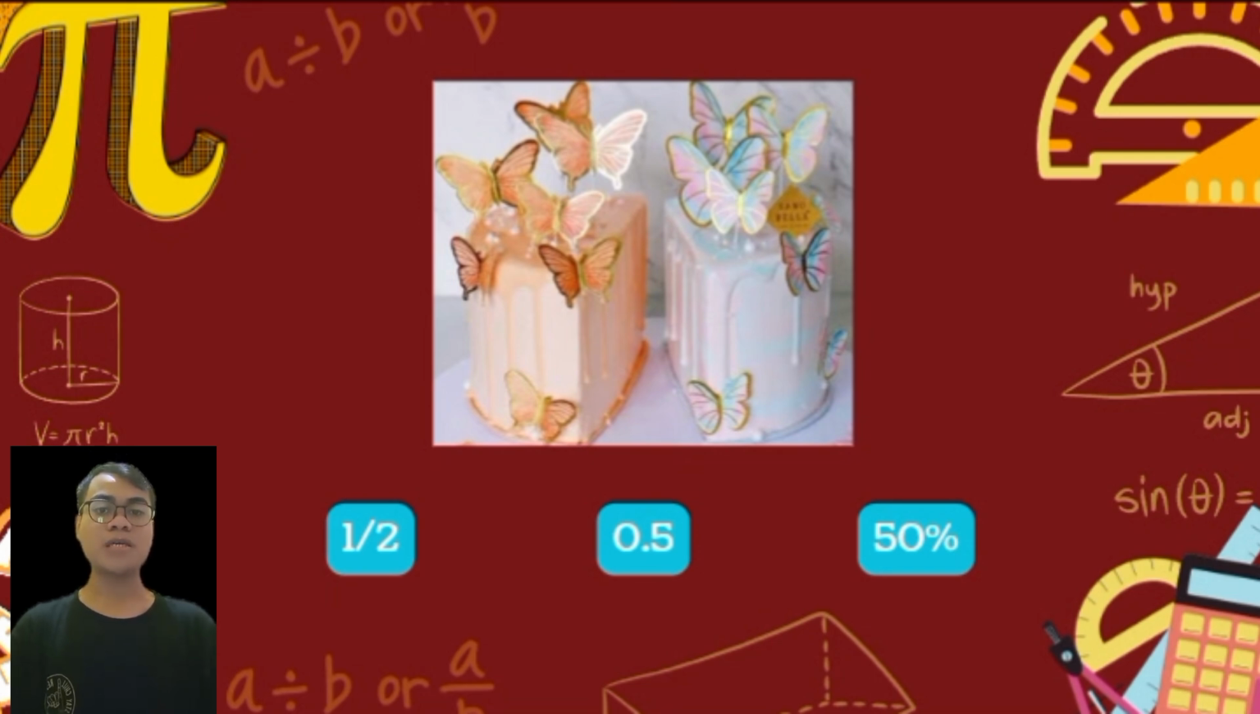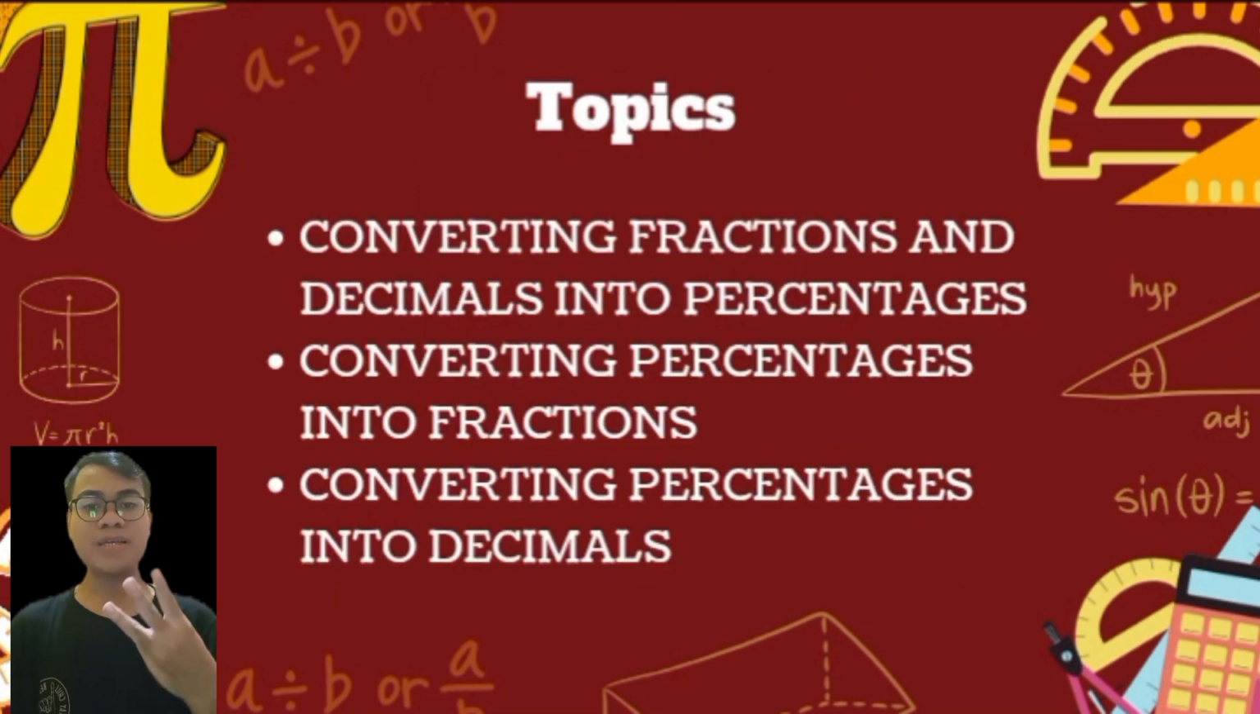That's why in mathematics, it's important for us to understand how to change one form of number into another. And this is what we call interchanging number forms. In this lesson, we will learn three main things. The first one is how to convert fractions and decimals into a percentage. The second one is how to convert percentage into a fraction. And the last one is how to convert percentage into a decimal.